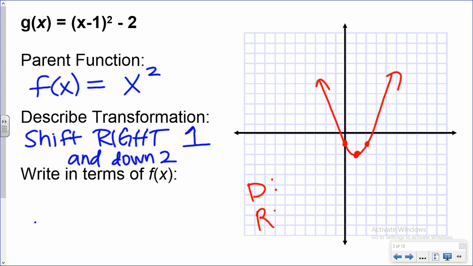With any graph, I shall ask for domain. Aaron, what do you think about our domain? All reals. Any polynomial will be all reals. Okay. And our range, Sierra. Where do we have y values? Above where? Above -2? Okay, good. So we're going to write that as -2 with a bracket because we have -2, and then to infinity because it's above -2.